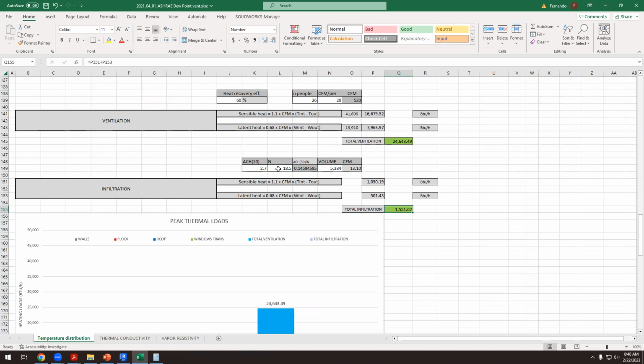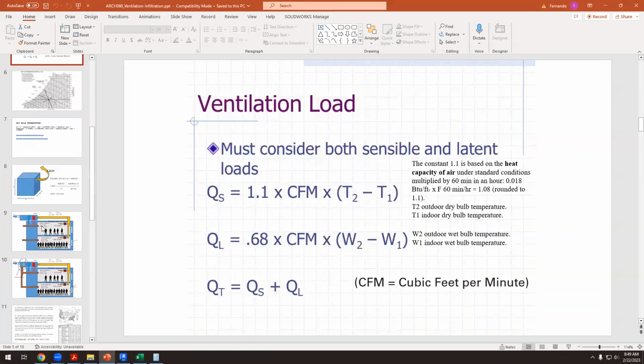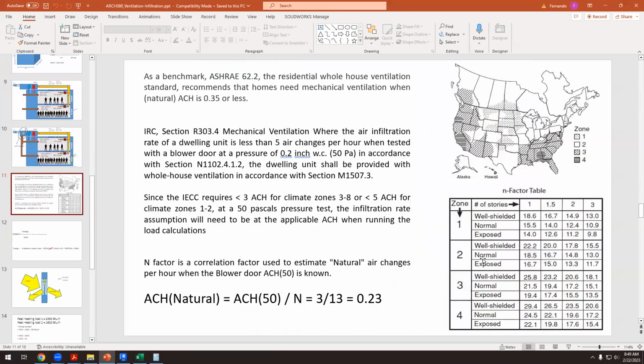Okay, and this is what ARCH360 says. This we can find out because it depends on our building. It's in this area, in zone number 2 in New Hampshire. What do they call it? Normal. It's not very exposed. It's not well shielded, so it's normal. And we have 1 floor. So we have this. Okay.